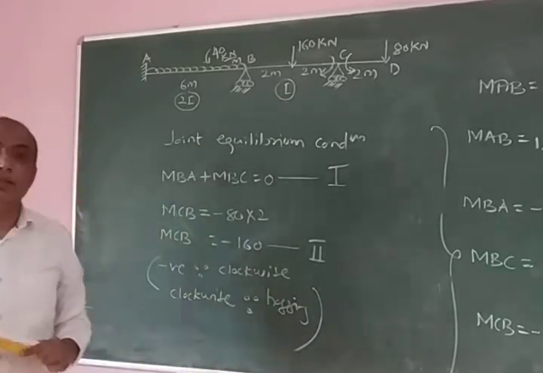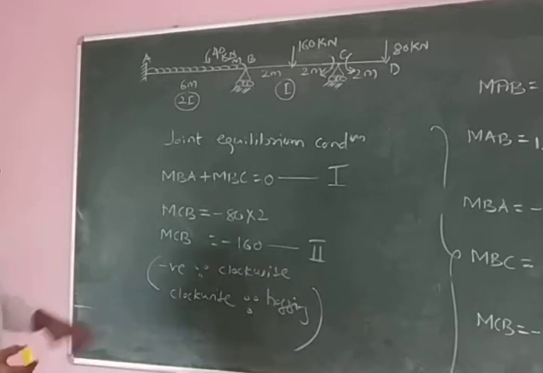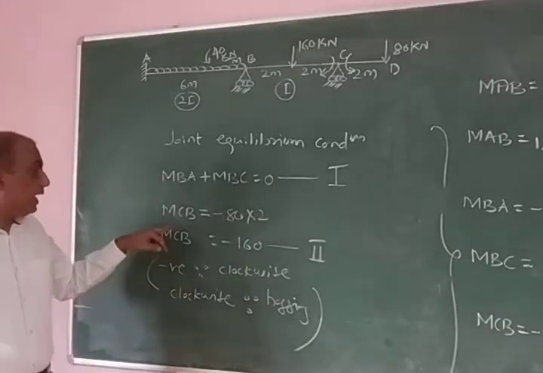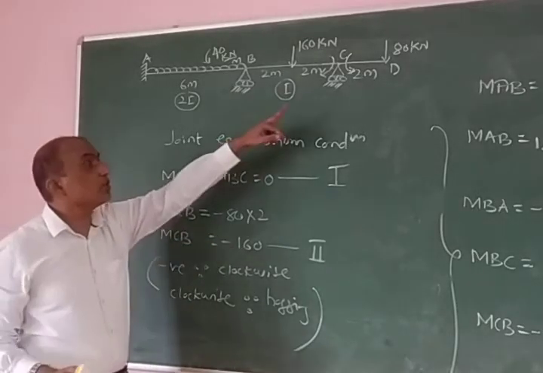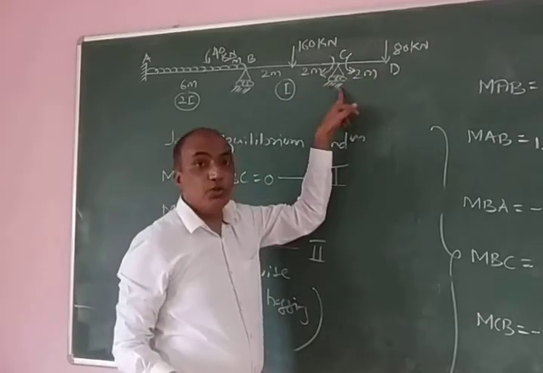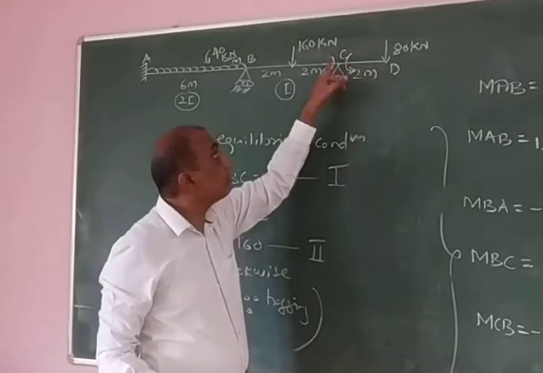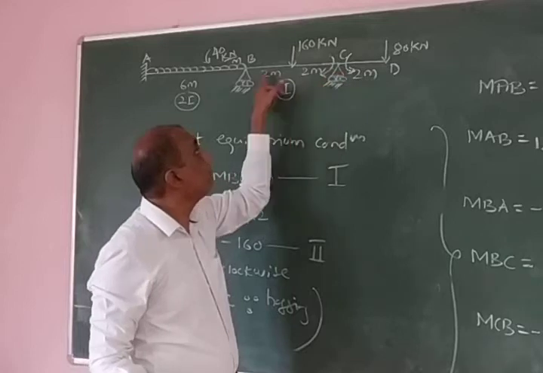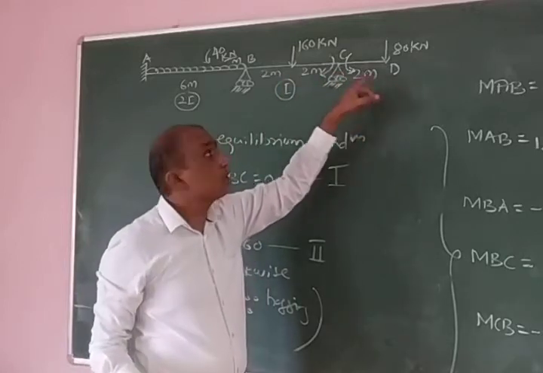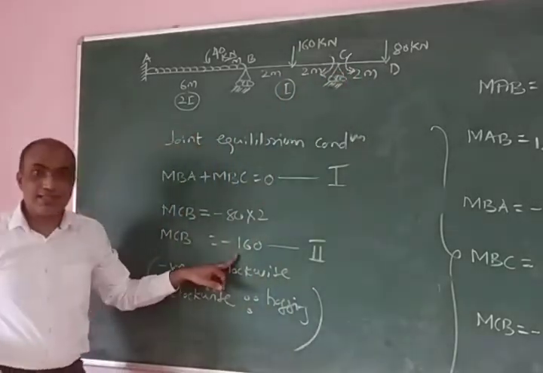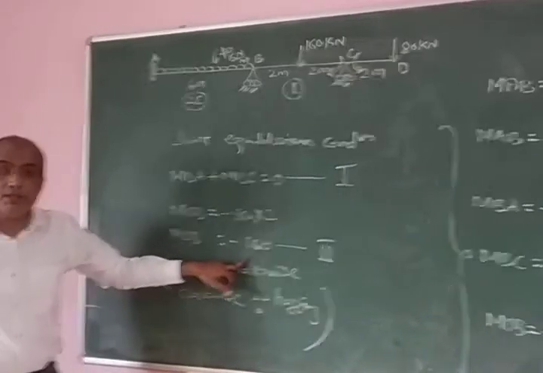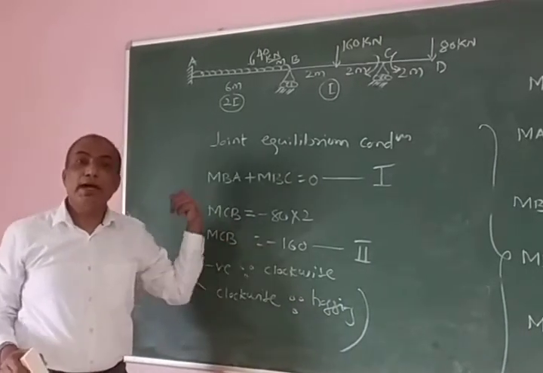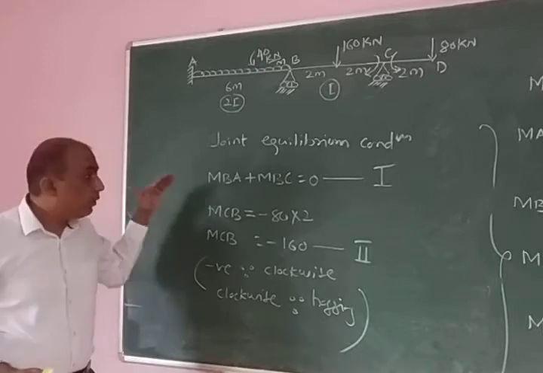So this is how the 2 conditions are equal. This is very important. In the previous example MCB was 0, but now MCB is not 0. It is 18 into 2, and here it is anti-clockwise, but here it is clockwise. We want the moment MCB, we don't want the moment MCD. So MCB is minus 160. This is the catch. That is the only difference between this problem and the previous problem that we have done.